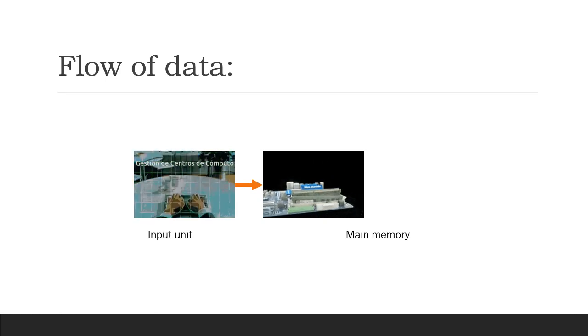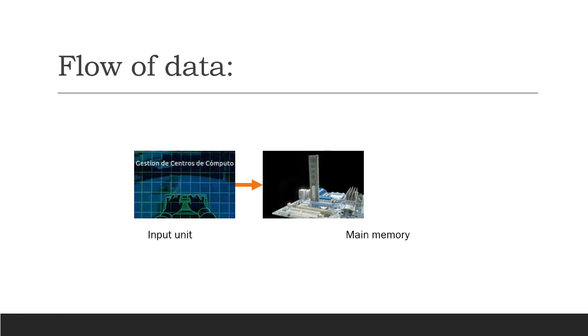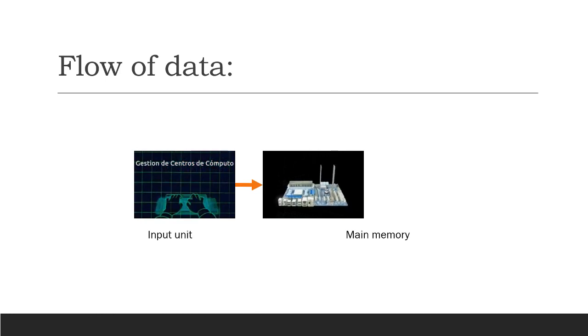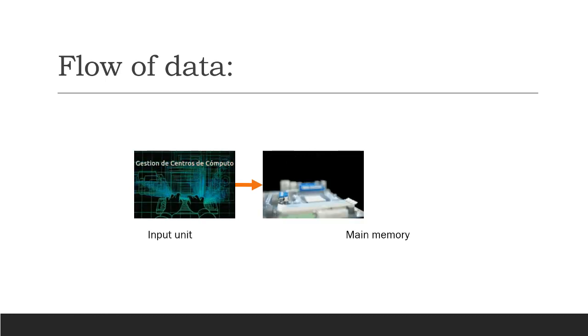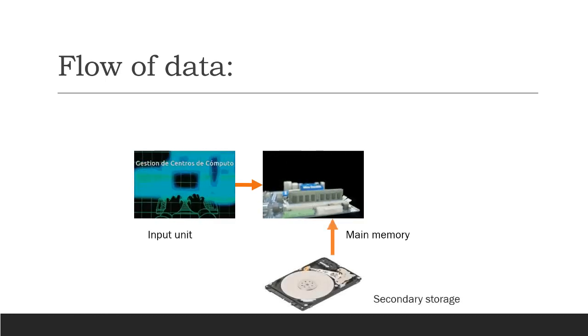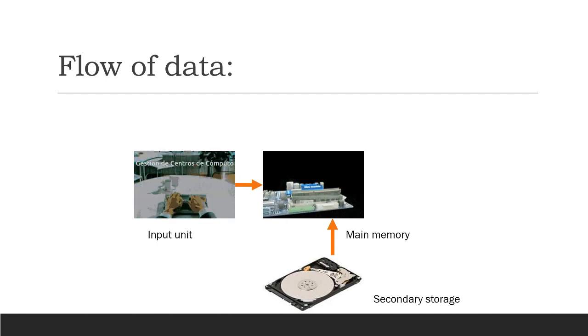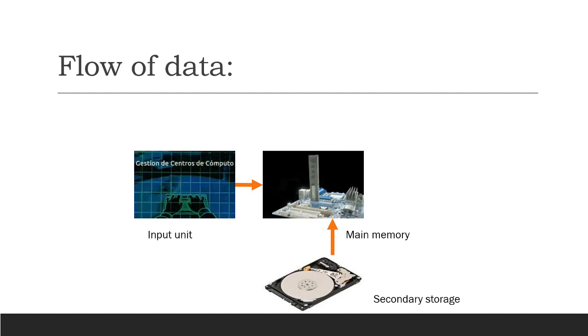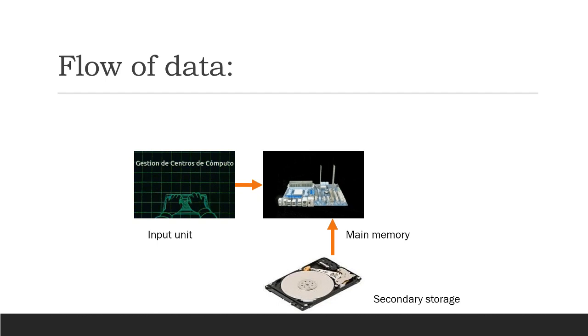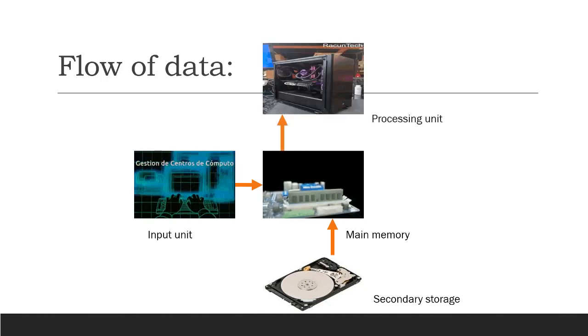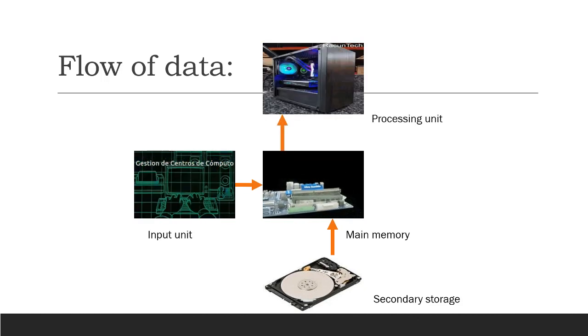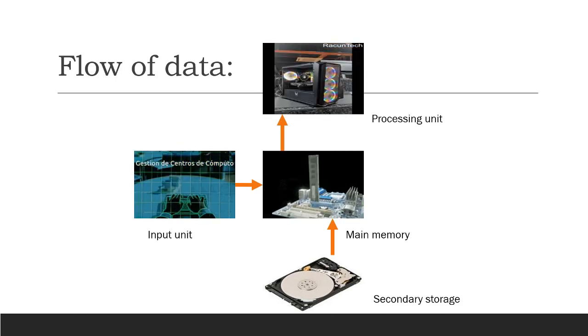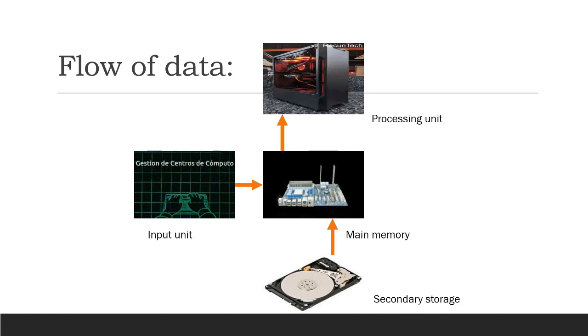From this main memory, it is fetched by some other part of the computer. But sometimes some additional information needs to be there. That is fetched from the secondary storage devices. So from the secondary storage devices, main memory fetches the additional information. This data and instructions are then handed over to the processing unit for execution. The processing unit processes or executes the instructions and the data.